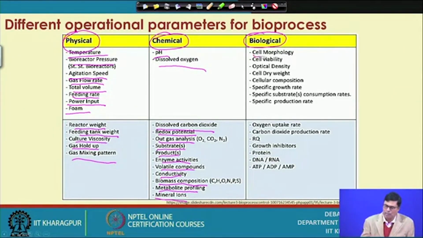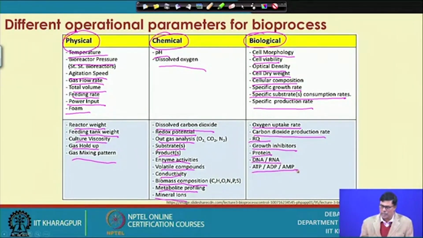And biological, we have cell morphology, cell viability, optical density, cell dry weight, and cellular composition, specific growth rate, specific substrate consumption rate, and the specific product formation rate. Then we have oxygen uptake rate, carbon dioxide production rate, respiratory quotient. Then we have growth inhibitor, protein, DNA, RNA, ATP and AMP. These are the different parameters we can maybe use for operating the different bioprocesses.